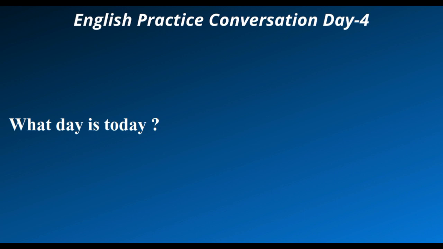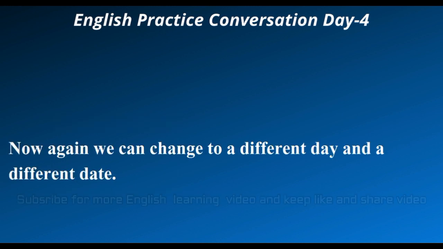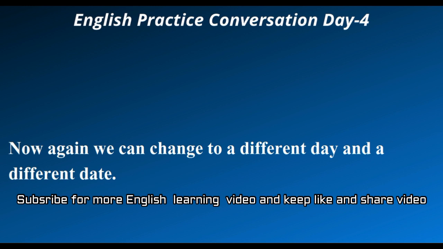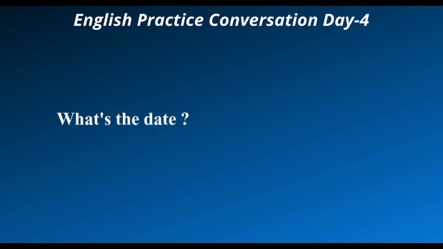What day is it today? It's Thursday. What's the date? It's October 21st. Now again, we can change to a different day and a different date. What day is it today? It's Wednesday today. What's the date? It's the 3rd of August.